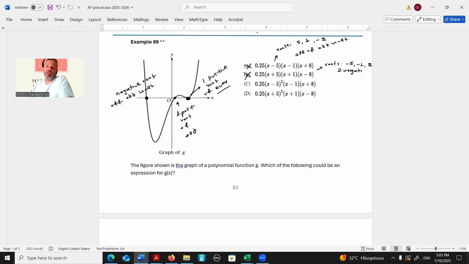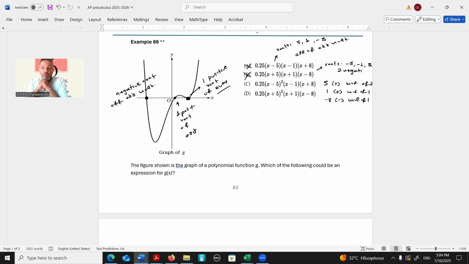In C, we have 5, which is positive, with a multiplicity of 2. We have 1, which is positive, with a multiplicity of 1. And we have negative 8, which is negative, and it is of multiplicity 1. This C could be the graph simply because it includes one negative of multiplicity 1, one positive of multiplicity 1, and therefore of an odd multiplicity, and one positive of an even multiplicity. So this could work based on what I interpreted.